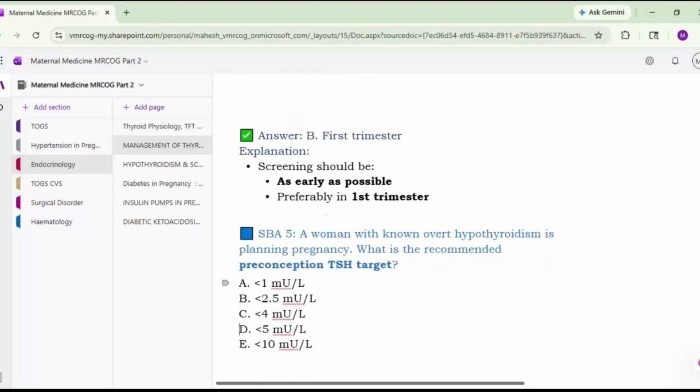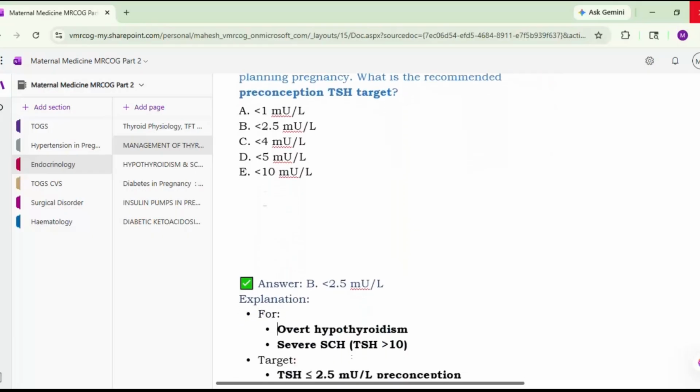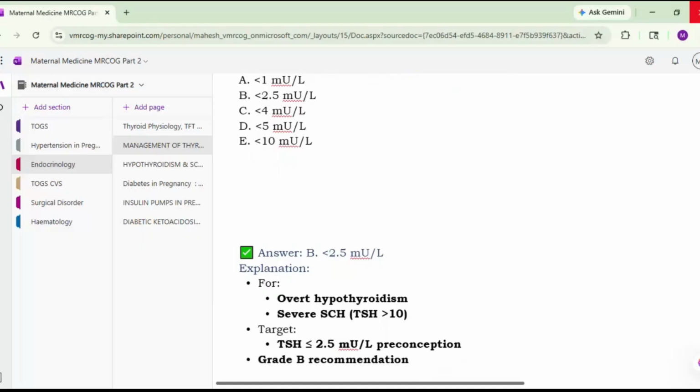Next. A woman with known overt hypothyroidism is planning pregnancy. What is the recommended preconception TSH target? It is less than 2.5 milliunits per liter. Yes, B, less than 2.5 milliunits per liter. So for overt hypothyroidism and severe subclinical hypothyroidism, where TSH is more than 10, the TSH target is less than 2.5 preconception.